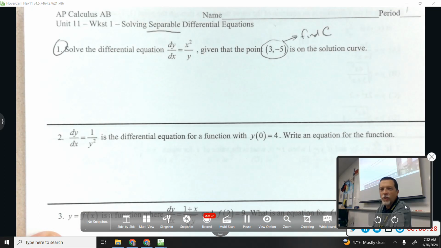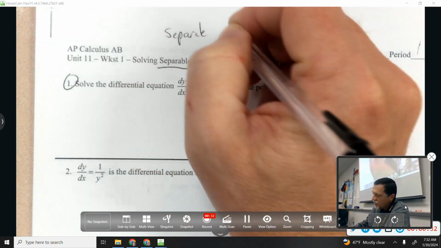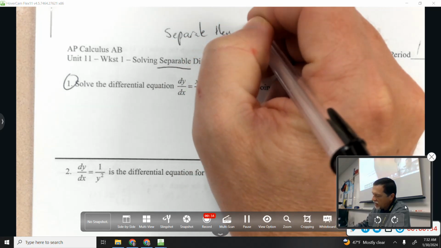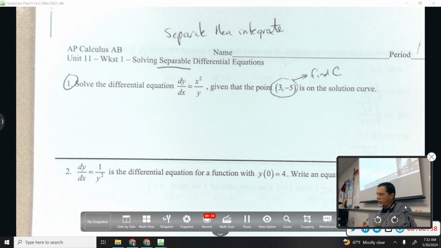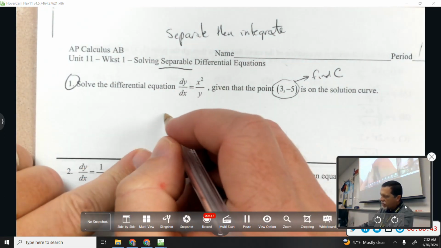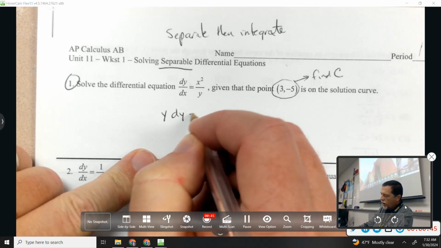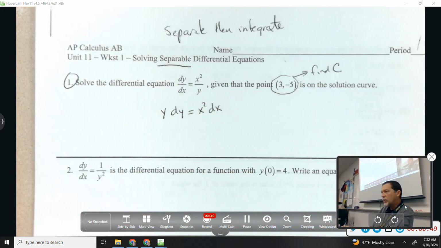Separable differential equations, backing up for a minute. Our motto for this unit is separate, then integrate. Separate, then integrate. So let's put all the x stuff on one side and all the y stuff on one side. So y dy equals x squared dx. Algebra step. And worth the point, so a third or a fourth of the problem is right there.